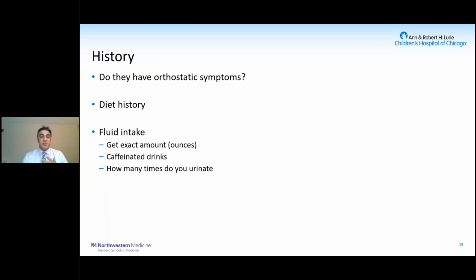Outside of the episodes, it's helpful to ask them, do they have routine, daily, or occasional orthostatic symptoms? When they stand up, do they feel dizzy? Did their vision go blurry? It is supportive in this aspect.